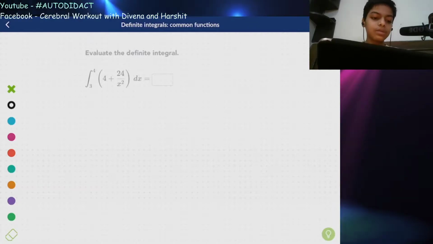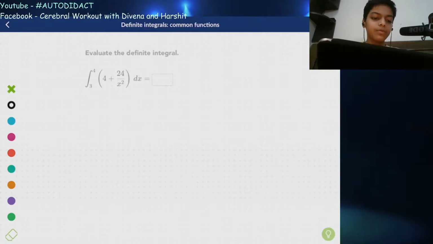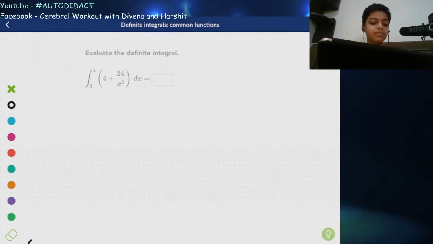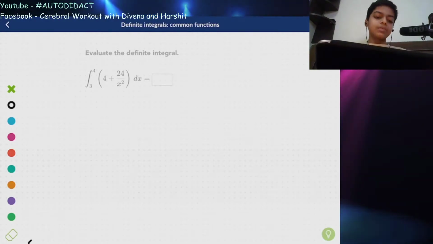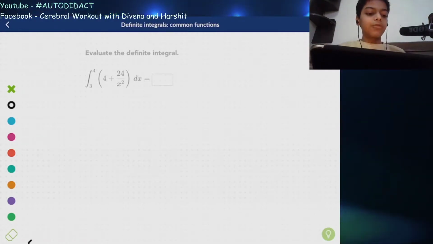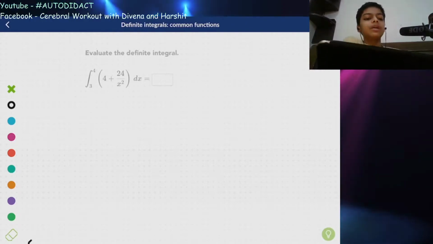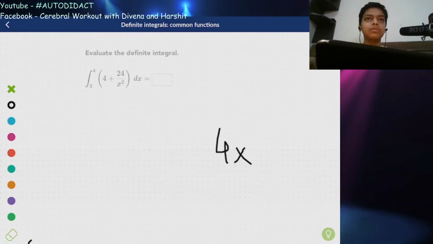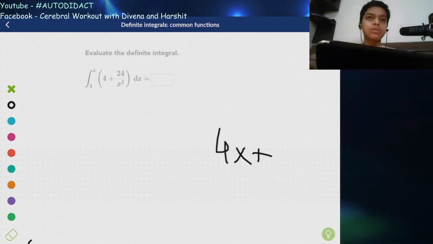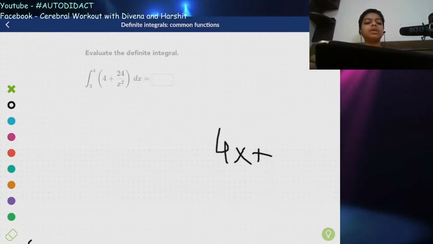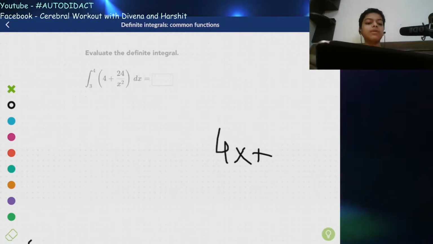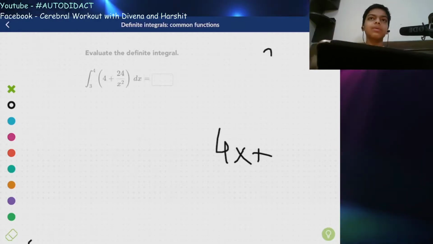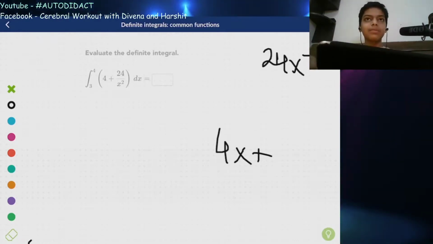To solve this, first we have to find the indefinite integral of 4 plus 24 over x squared. The indefinite integral of 4 is just 4x plus, and 24 divided by x squared is the same thing as 24 times x to the negative second power. This will be 24x to the negative second power.